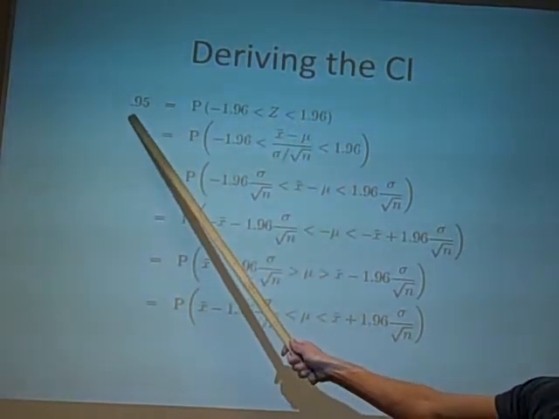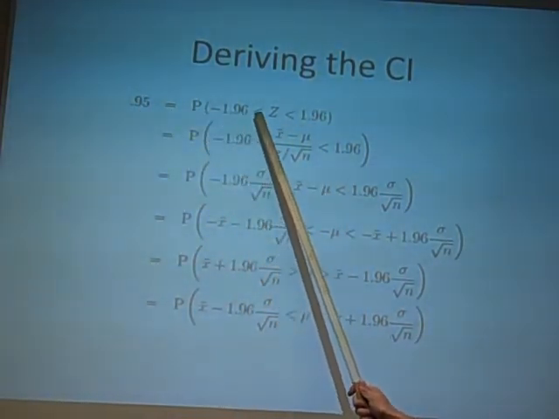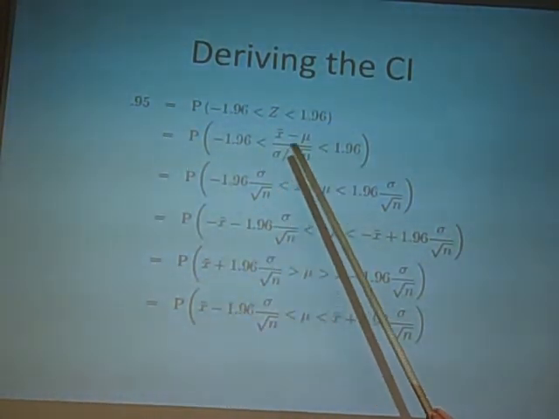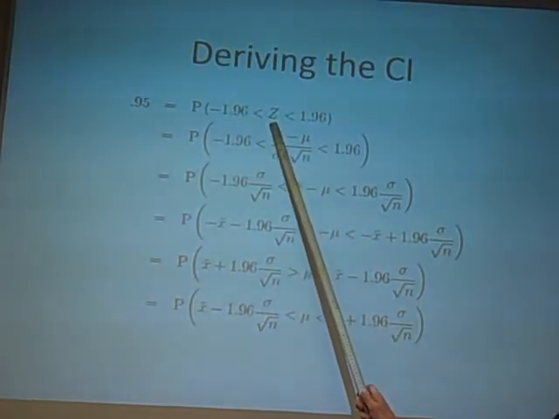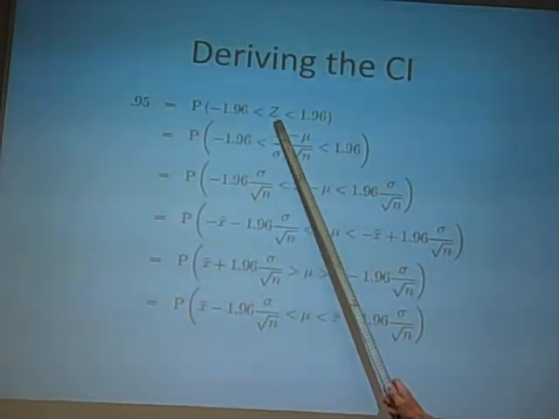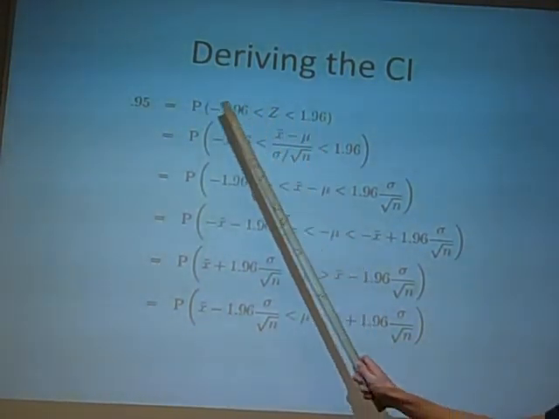So this first equation: 0.95 is equal to the probability that z is between negative 1.96 and positive 1.96. Where does that come from? What does that mean? How can I say that? Literally, all that is referring to is the z-table. We've been using these z-tables over the last week or two. Remember, z is a normal 0, 1, so it's already been standardized. So the chance that z is between negative 1.96 and positive 1.96 is 0.95.